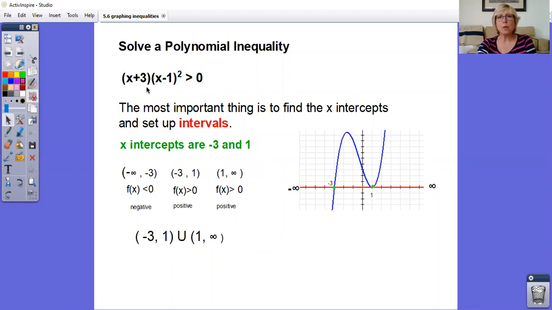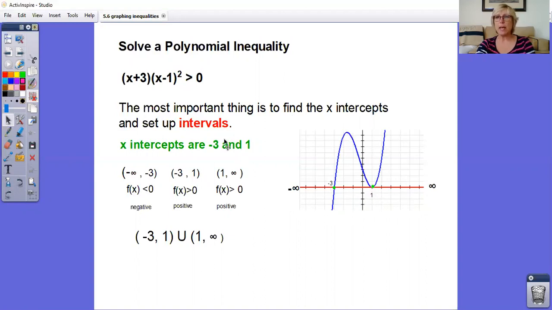So, solve a polynomial inequality. They're going to give you some polynomial. It might be in factored form, it might be in standard form. It doesn't really matter. You're going to put it in your calculator. Let's get real here. Just type it in your calculator in y sub 2, keep 0 in there, and go ahead and intersect and find your x-intercepts. That's the most important thing.